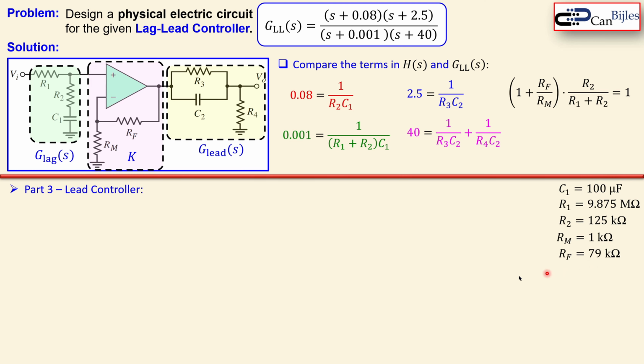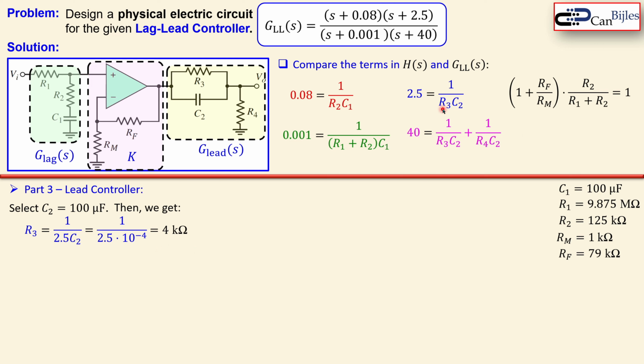Let's also summarize here the values we have so far. These 5 values. Now the lead controller transfer function. Also here selection is required because we get 2 equations only and we have 3 unknowns. So let's select again the capacitor C2, and also 100 microfarad is good. Then we get the following using this formula, because R3 is then 1 over 2.5 times C2. And when you do the calculation you get 4 kilo ohms exactly.